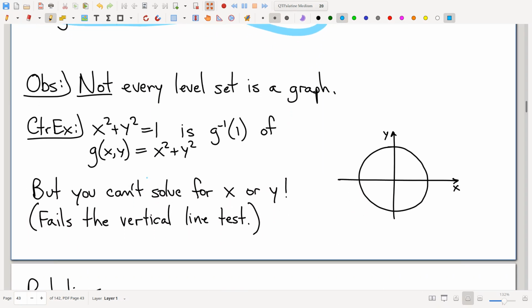Real quick final example, just notice it only goes the one way. If you have a level set, it's not necessarily a graph, right? So for example, here I have very conveniently that this is a level set of that function. Right, so this equation is this circle. That's definitely a level set. It's a level set of g. It's not a graph of anything because you can't solve uniquely for x or y. It's not a graph. You can't use the calculus of graphs here.